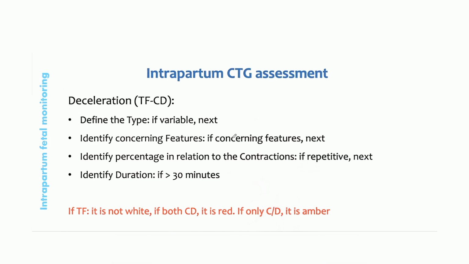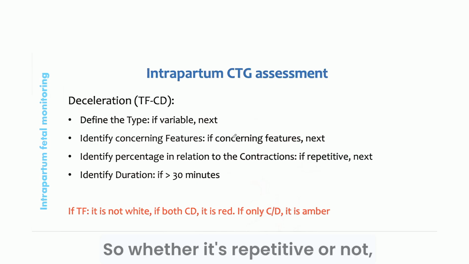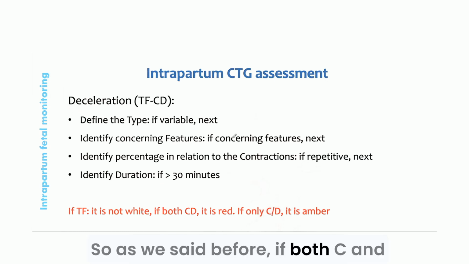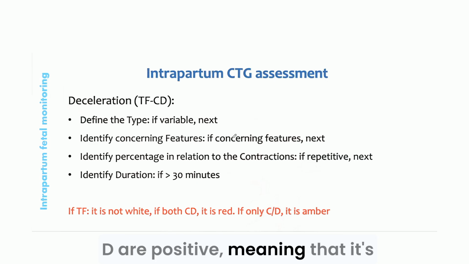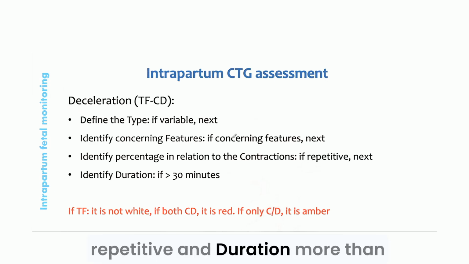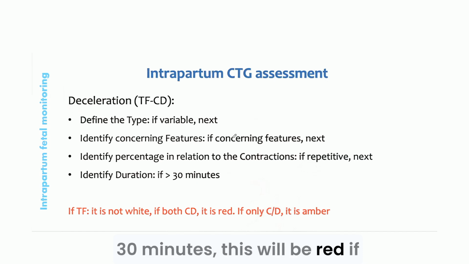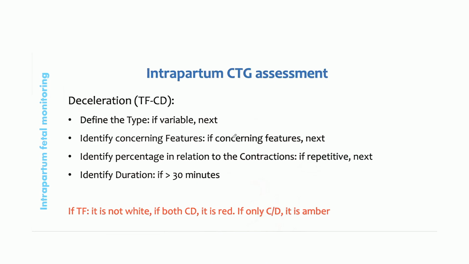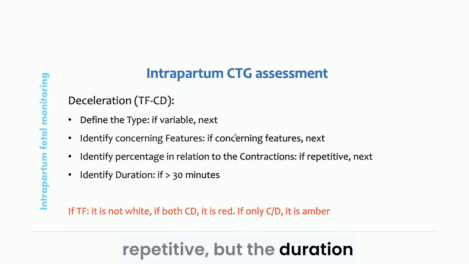How should I know? So C is the contractions, so whether it's repetitive or not. D is the duration, whether it's less than 30 minutes or more than 30 minutes. So as we said before, if both C and D are positive, meaning that it's repetitive and duration more than 30 minutes, this will be red. If it's just one of them but not the other, so it's a duration more than 30 but not repetitive, or repetitive but the duration is less than 30 minutes, this is when we call it amber.